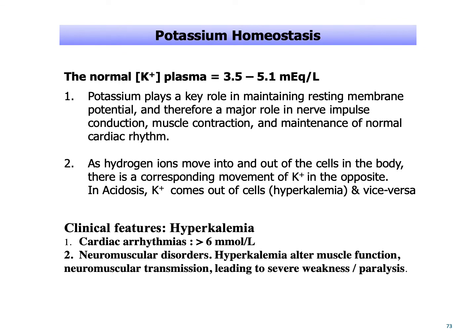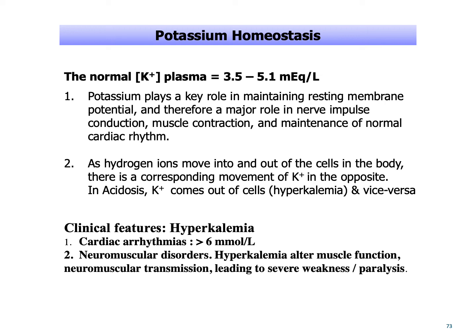Potassium homeostasis. Let's see potassium homeostasis. The normal potassium plasma concentration is around 3.5 to 5.1 milliequivalent per liter. Potassium plays a key role in maintaining resting membrane potential, and therefore a major role in nerve impulse conduction, muscle contraction, and maintenance of normal cardiac rhythm. As hydrogen ion moves into and out of the cell in the body, there is a corresponding movement of potassium in the opposite direction. In acidosis, potassium comes out of the cell, leading to hyperkalemia and vice versa.